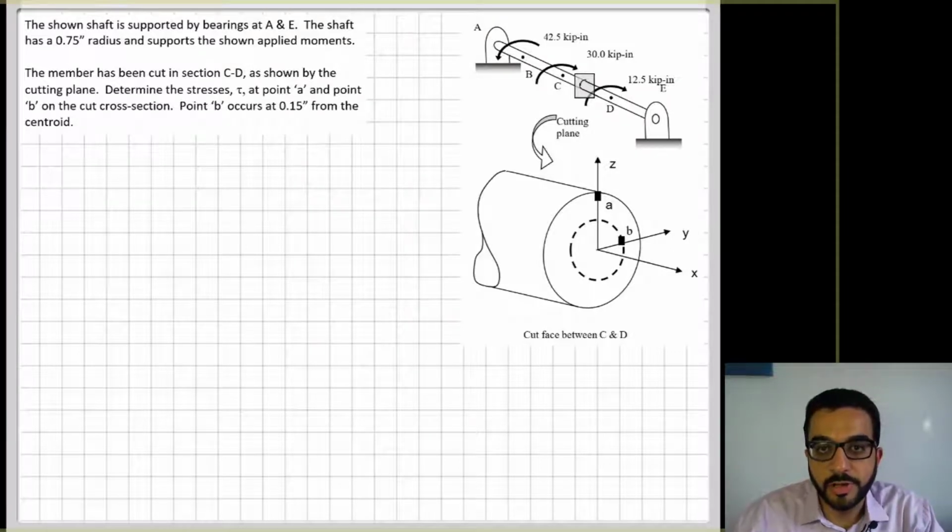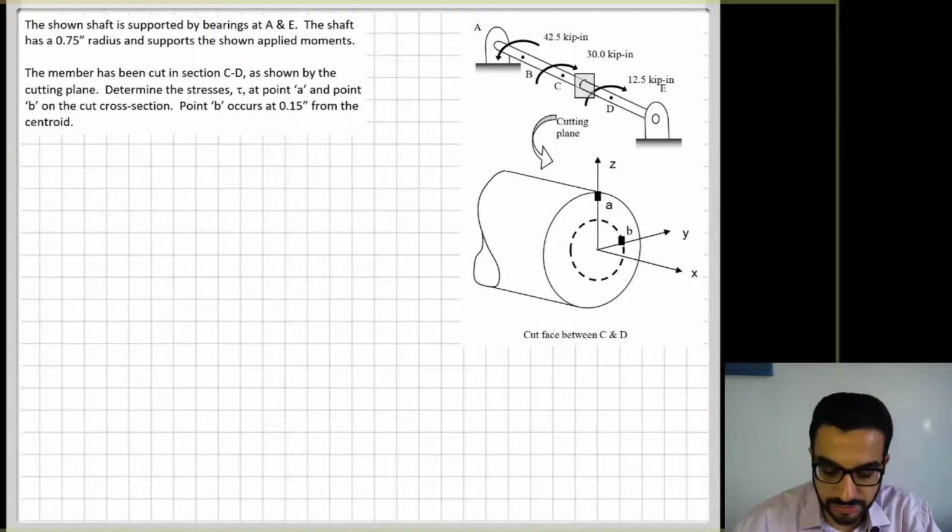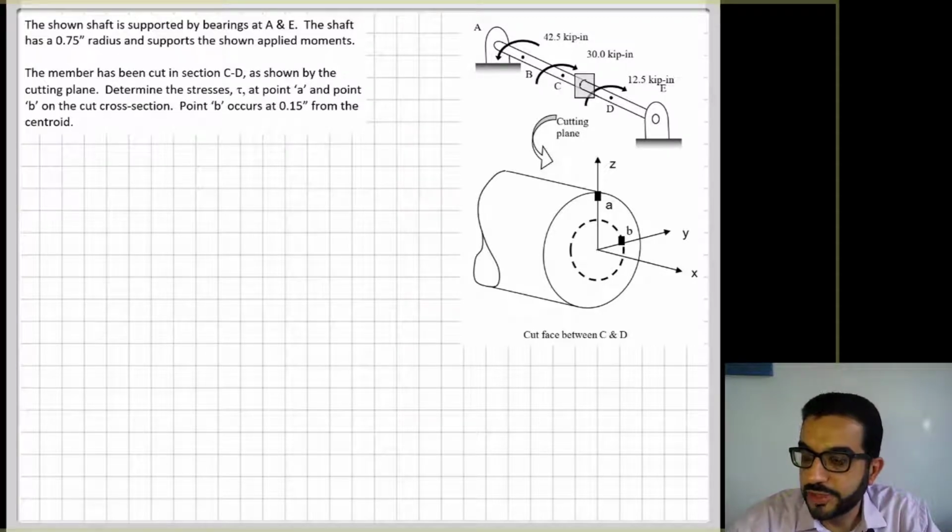We'll see an example of how to calculate shear stresses due to torques or twisting moments in shafts. So we have here a shaft that's supported by bearings at A and E. So E here is shown to the right of the shaft. And the shaft has this radius of 0.75 inches, and supports these three torque twisting moments at B, C, and D.